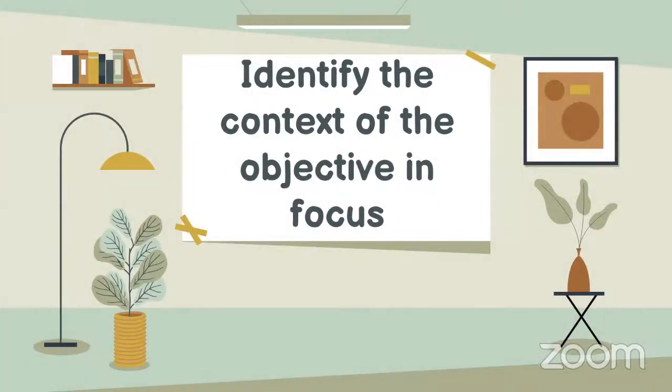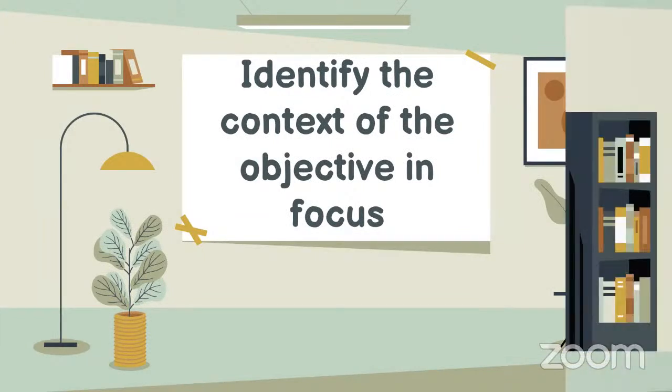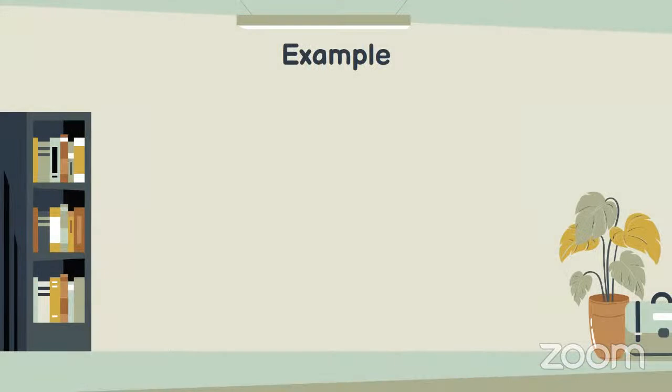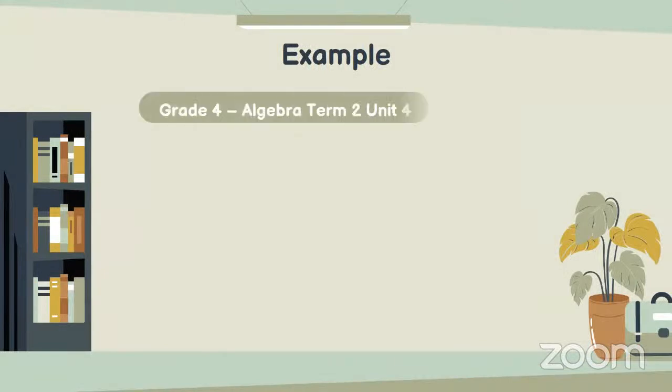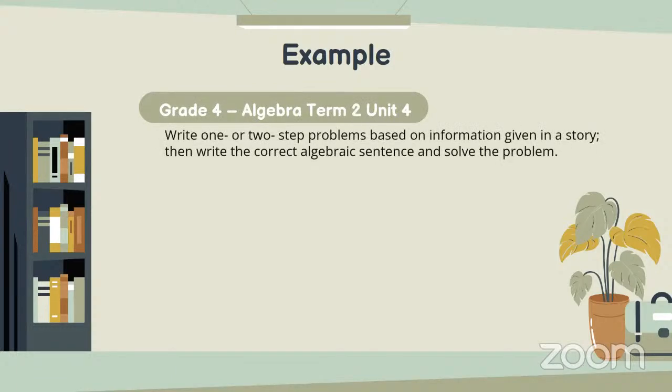There are sprinkled throughout your curriculum document objectives that carry context. Here are a few examples, and I want you to help me to identify the context given. So grade 4, Algebra Term 2, Unit 4. The objective states, write 1 or 2-step problems based on information given in a story, then write the correct algebraic sentence and solve the problem.